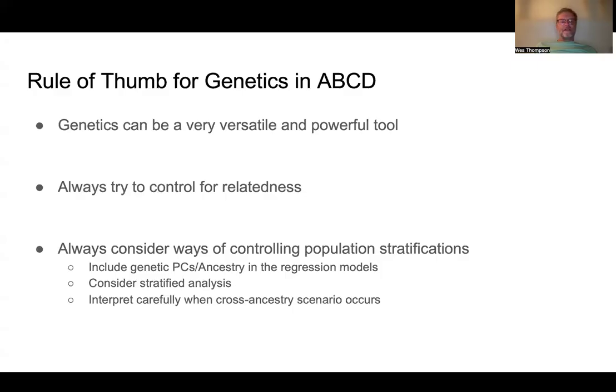So, rule of thumb for genetics and ABCD. Genetics can be a very versatile and powerful tool. I think especially the polygenic scores can be a very powerful tool in ABCD, and the twin component can be a very powerful tool for assessing heritability. But there are issues that you need to be cognizant of based on the design of ABCD. Relatedness is one. You need to be careful about assessing genetic association when you have highly related participants. And then you always need to control for population stratification in any genetic analysis.